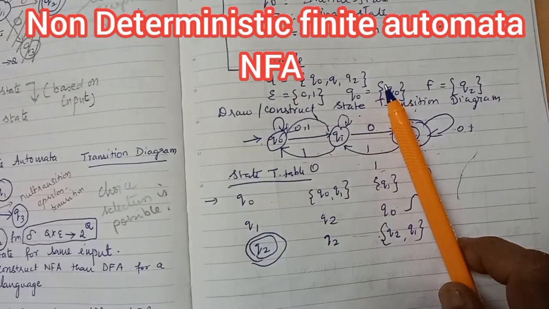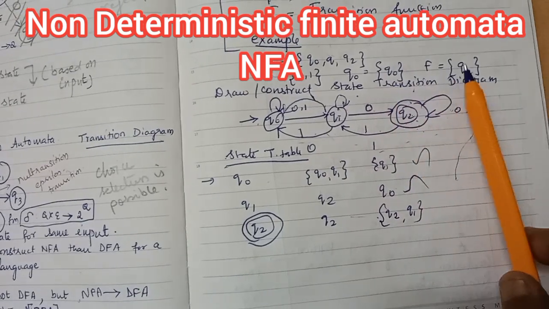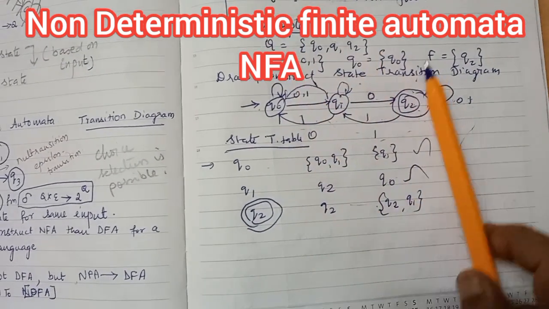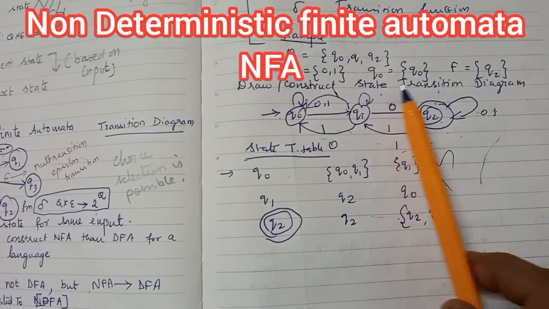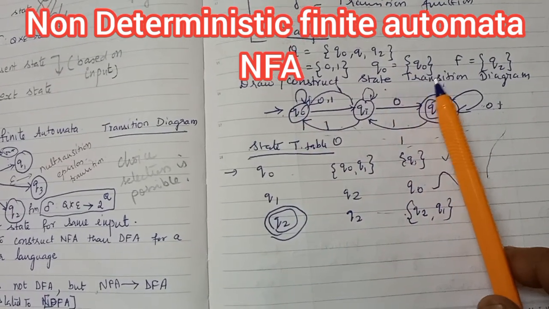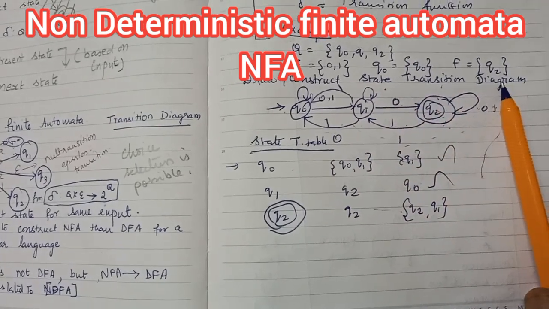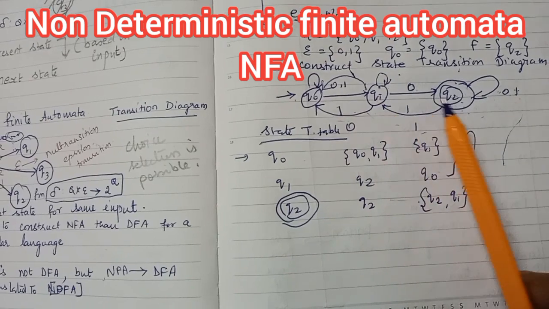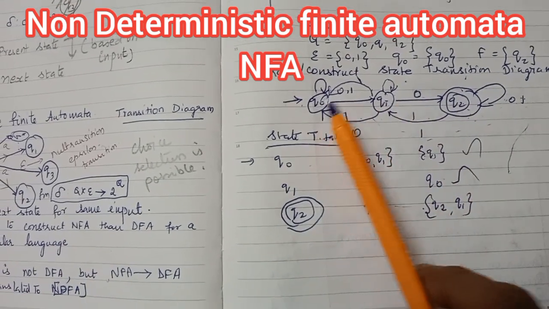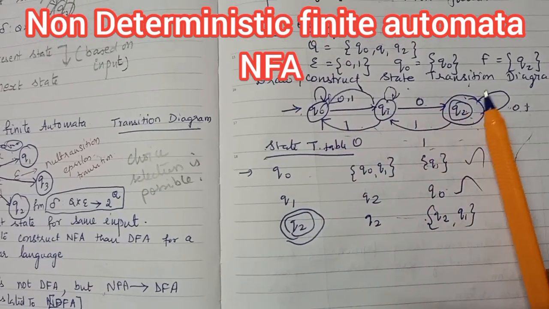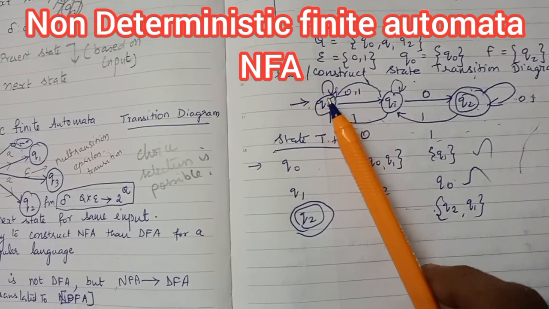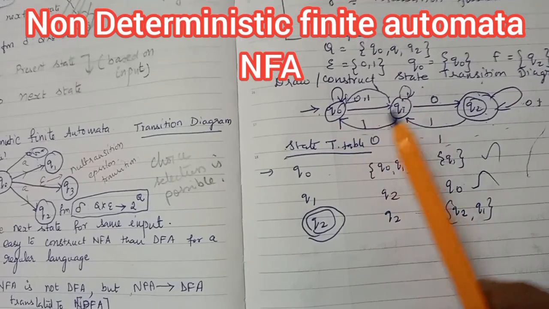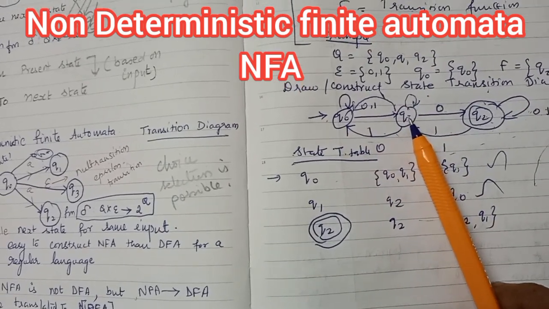What is the beginning state? The first state is Q naught. What is the final state? Q2 is the final state. Based on this information, we have to construct the NFA state transition diagram. The initial state is Q naught, the middle state is Q1, and the final state is Q2. For every state we can have two different inputs, 0 and 1. Since it is an NFA, for every input we can have multiple next states.